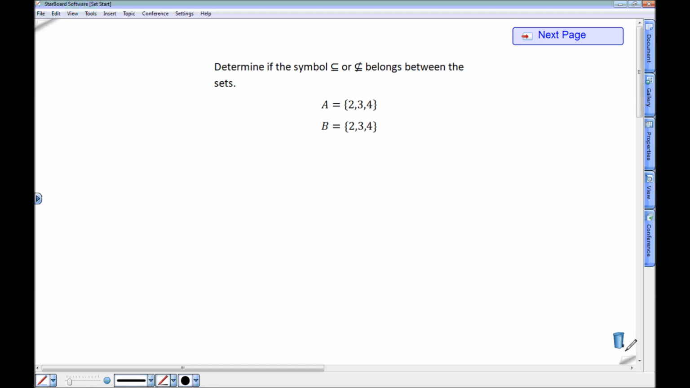Okay, last one. Here I've got a set A that's 2, 3, 4, and I've got a set B that's 2, 3, 4. When I go to look, is everything in set A in set B? Well, I can see that 2 is in there. I can see that 3 is in there. I can see that 4 is in there. So in fact, everything in A is in B, so A is a subset of B. Remember, I want you to think about that subset symbol as being less than or equal to, and here's one of those cases where they're equal, so in fact, it is a subset.